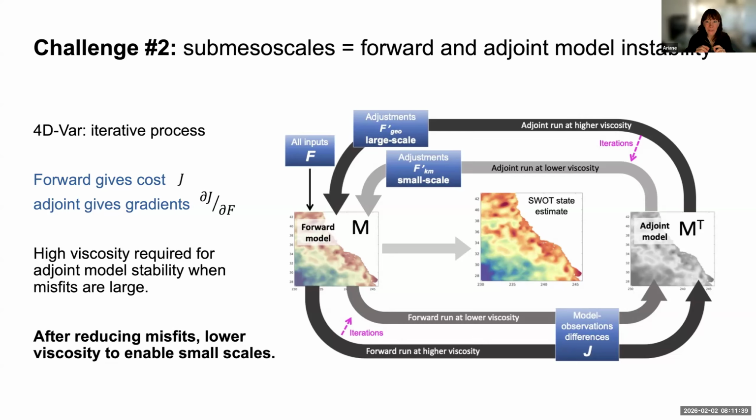And then when the misfits are smaller, we're able to lower the viscosity and get the adjoint model to give us reasonably behaved gradients. So there's no more blowing up. And then we can do a few more iterations and try to fit the smaller scales. So that is the idea.